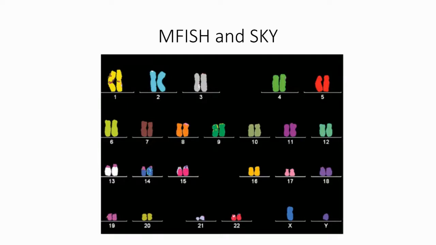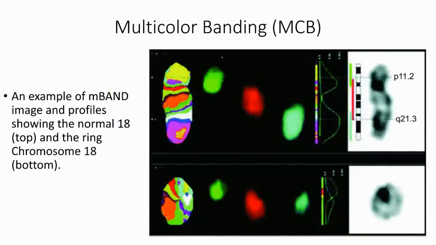Both SKY and MFISH require the use of human whole chromosome painting probes, WCP probes, so you can see the whole chromosome probe on this figure. See this, the whole chromosome, all right? Because they use 5 different fluorochromes, they have different combinations. Then they show you these different colors, and from the colors you can visually identify the mutation immediately. That's MFISH and SKY.